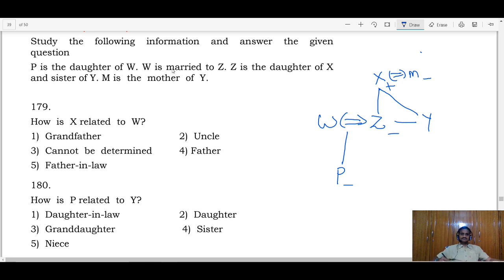Then, how is X related to W? Now X related to W, W is a male. Now this person's spouse's father. Spouse's father is father-in-law, choice 179.